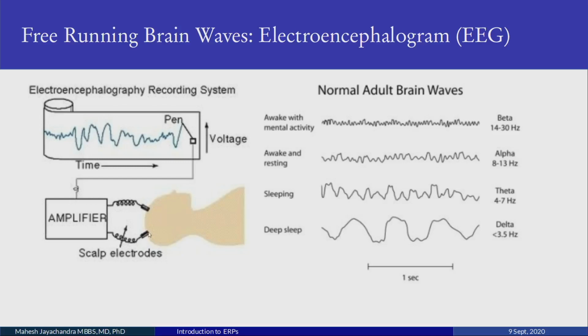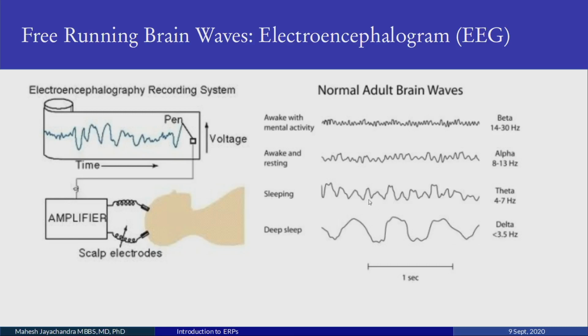So free running EEG, brain waves. This is a traditional way of recording EEG. You put two electrodes on the scalp, an amplifier, and in the old days they used a stylus and a running paper sheet, which the stylus would track the EEG on. So you have different frequencies, and they're all low frequencies. In deep sleep, you have frequencies less than 3-4 hertz.